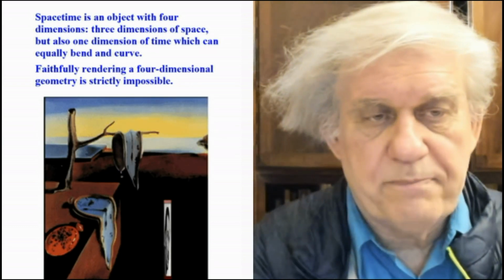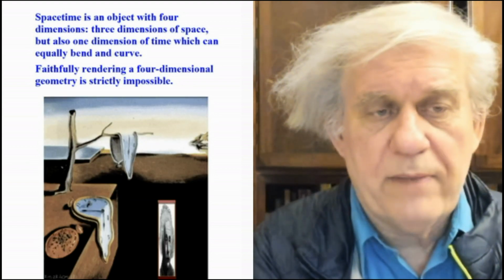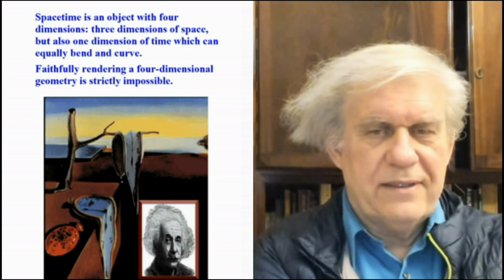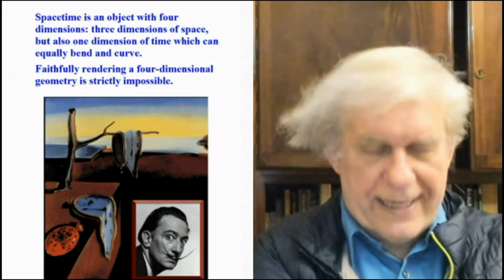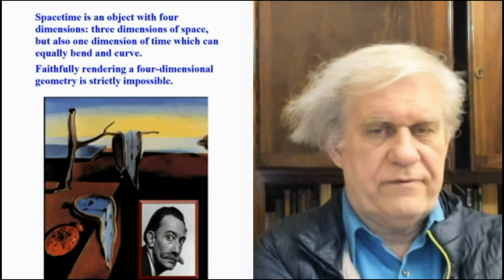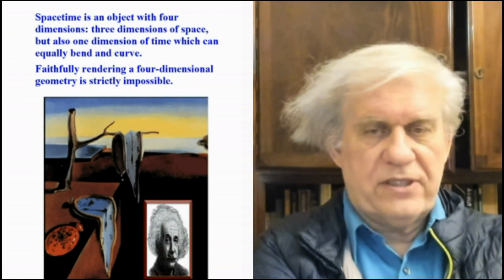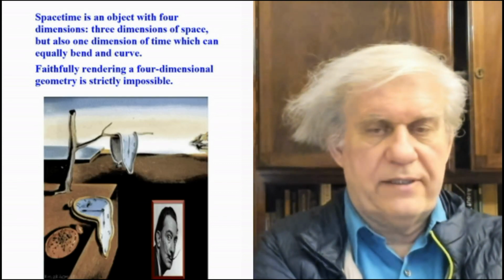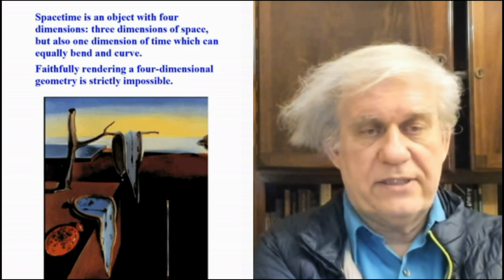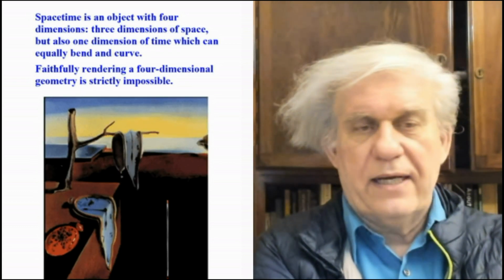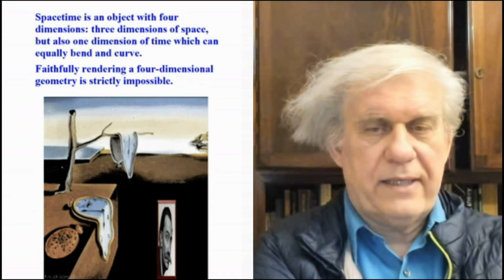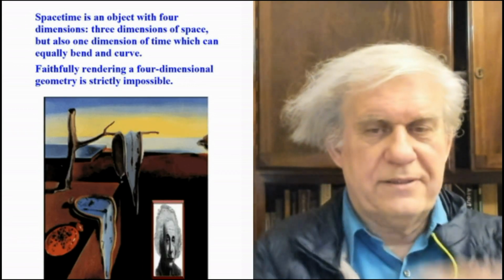3 dimensions of space, but also one dimension of time. Which can equally bend and curve. Now, doesn't that strike you as odd? He's saying that there's a dimension called time, which we can bend and curve. Now, in physics, we can't even bend the dimension of length or of width or of height. I've never tried to bend a dimension. But this guy says not only time is the same thing as one of the other dimensions, but he can bend it. My God. Again, it just blows your mind away.